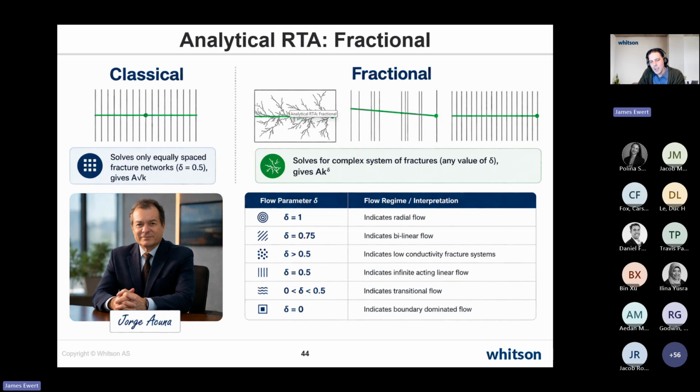That's a great time. And if it's between 0 and 0.5, that's transitional flow. So that means you've probably hit most of your volume, but you're probably going to get a little bit more. How much more? We don't know. But we can run the model at different spacings, different XFs, to try to feel that out a little bit. And finally, if your delta is at 0, that means you're in boundary dominated flow.